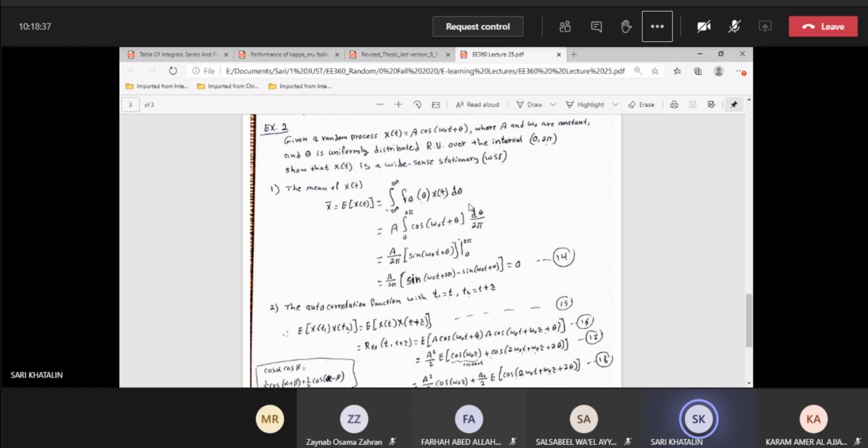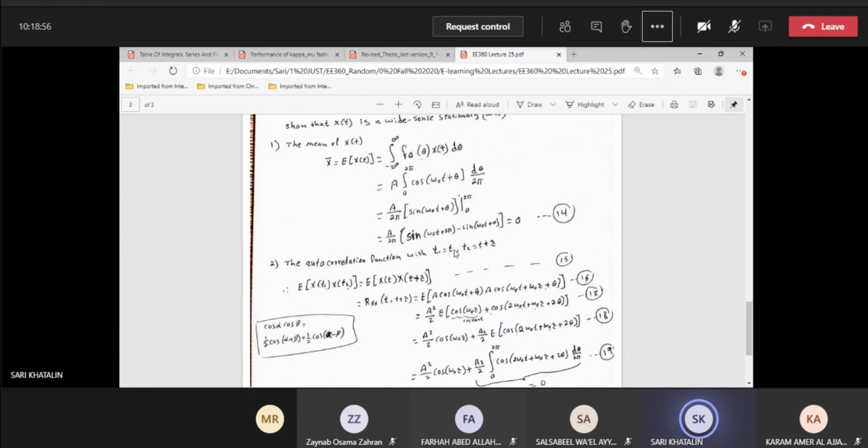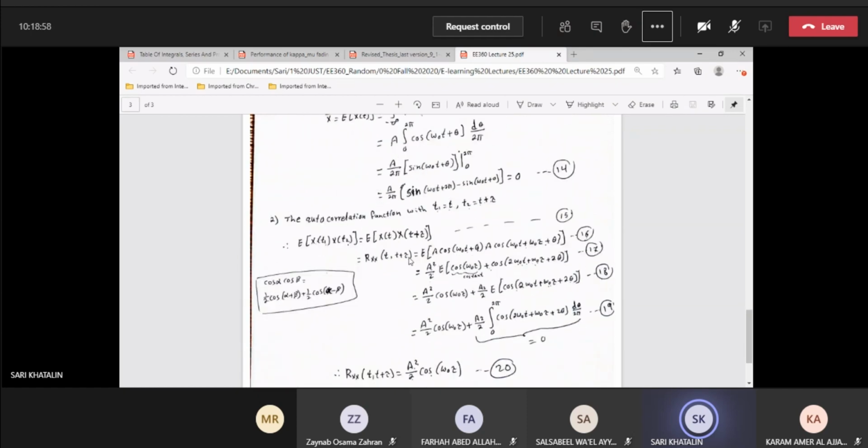Otherwise, the PDF of theta is 1 over 2 pi. So we do the integration like we just did. And obviously we can show that the mean of x of t is 0, which is obviously constant, equation 14. Now, the second condition is we need to show that the autocorrelation is in terms of tau. It's independent of time.